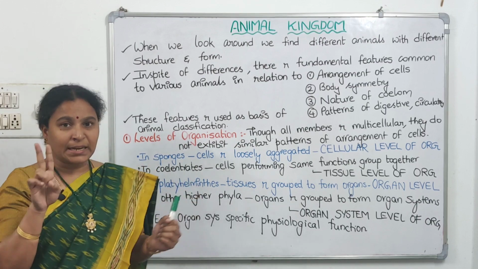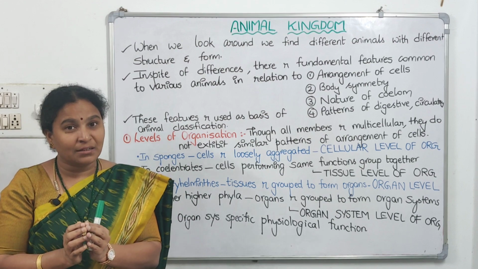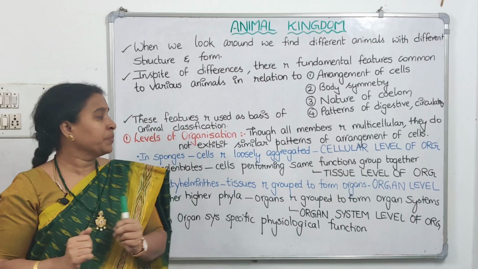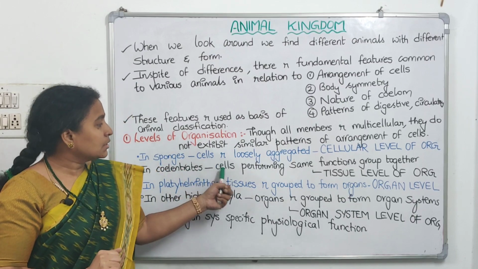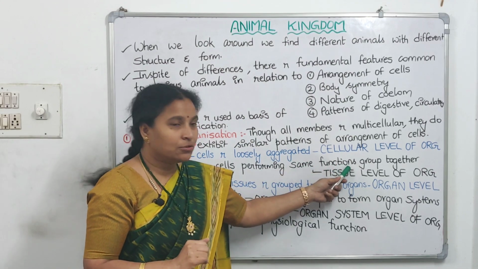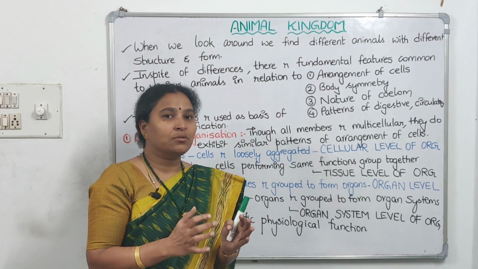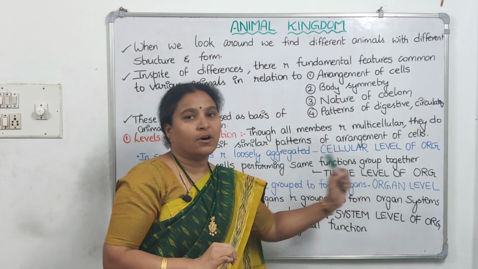Whereas if we come to the second phylum, that is Coelenterata, the cells are grouped together to form a tissue. Now in Coelenterata and Ctenophora, the third phylum, the cells performing the same function group together. When cells group together towards the same function, it's called a tissue. So that is called tissue level of organization.